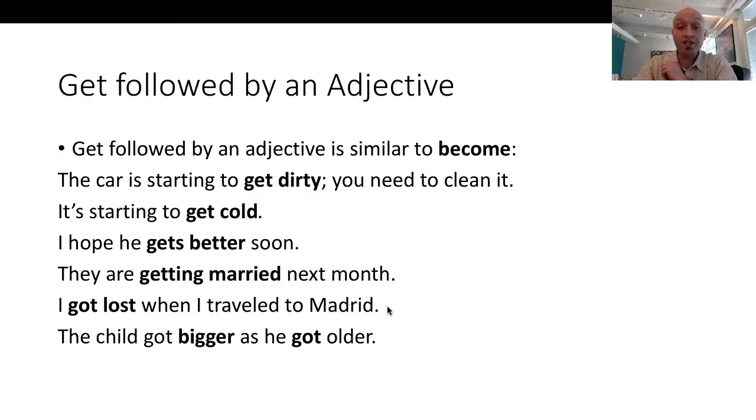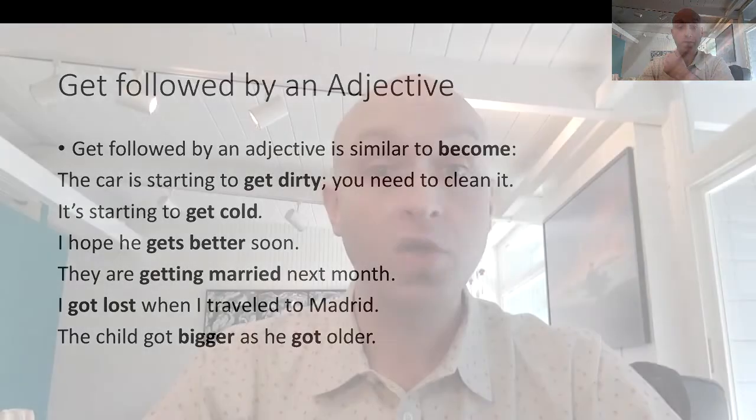Another common way it's used is with lost, when you don't know where you are. I got lost when I traveled to Madrid. The last example, the child got bigger as he got older. Again, some sort of change, in this case, the size of the child and the age of the child, changing over time. So we just talked about how get followed by an adjective changes the meaning to like become or transform or change in some way.